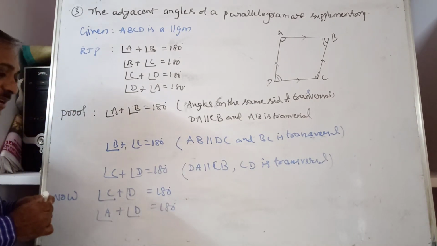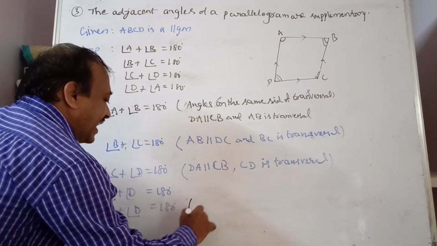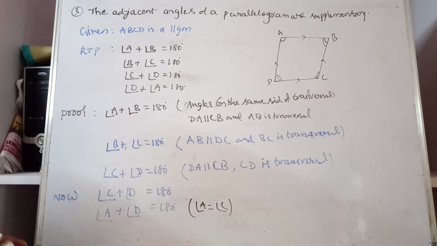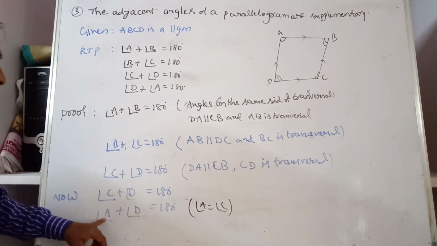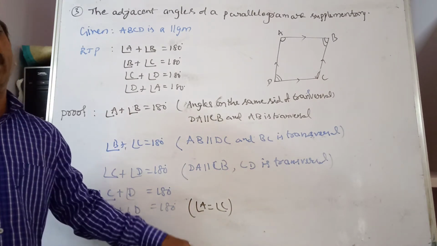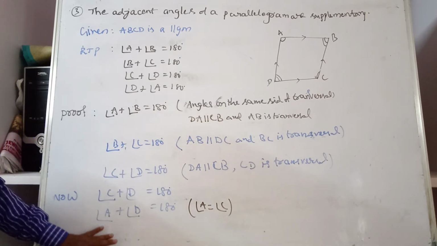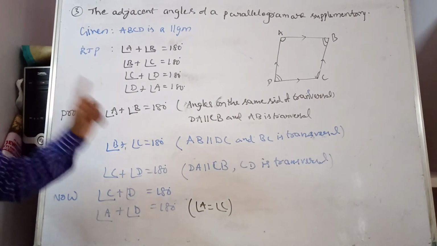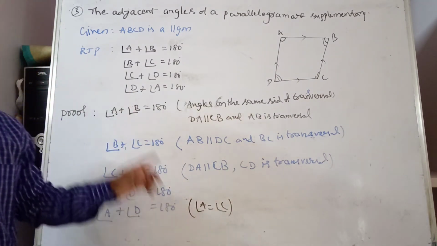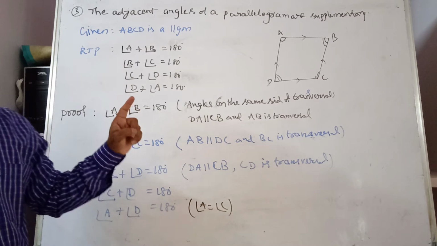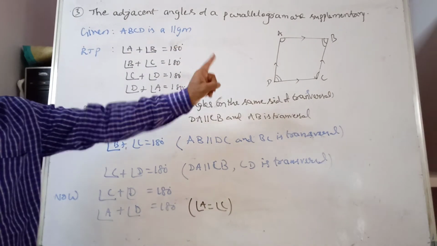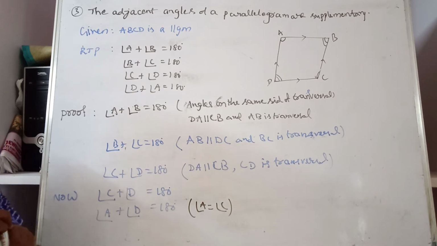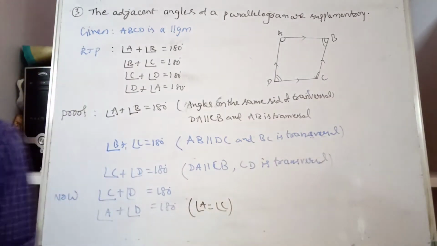Why? Second property is what? Angle A is equal to angle C. Opposite angles of a parallelogram are equal. So in place of C, if I write, A plus D is equal to 180 degrees. So adjacent angles of a parallelogram are supplementary. They add up to 180 degrees, because they are co-interior angles, angles on the same side of the transversal. Right.